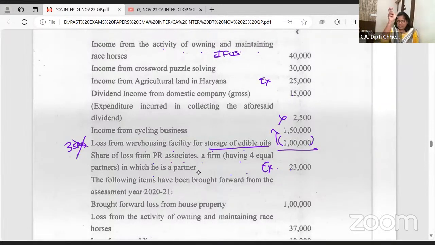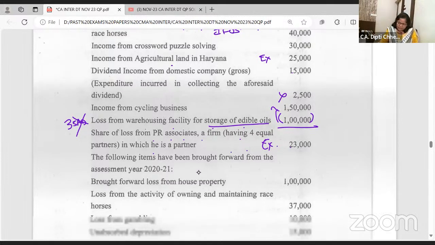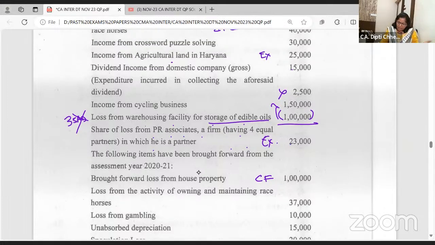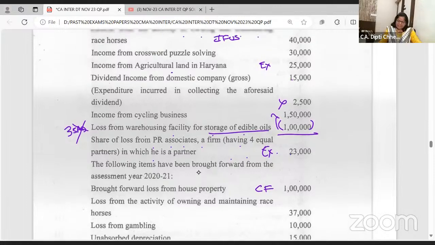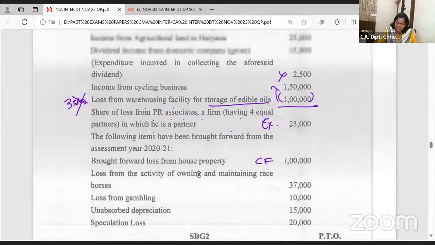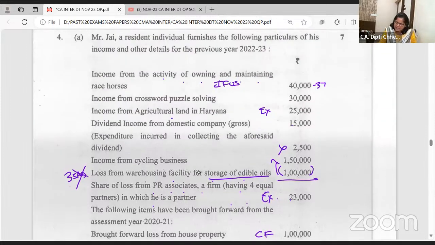If you don't write a note, I feel, as I told you when I solved problems in my routine class, like agricultural income in India, 25,000, put it in the outer column as exempt. If you write it in between, you don't have to write that note and all. Okay? Following items have been brought forward. Brought forward house property loss: nothing, you can set it off only against house property, so carry forward. Loss from owning and maintaining horse races, which you have brought forward. Can you set it off this year against horse races? Yes. How much? So 37 out of 40 will be set off and this will be 3,000.